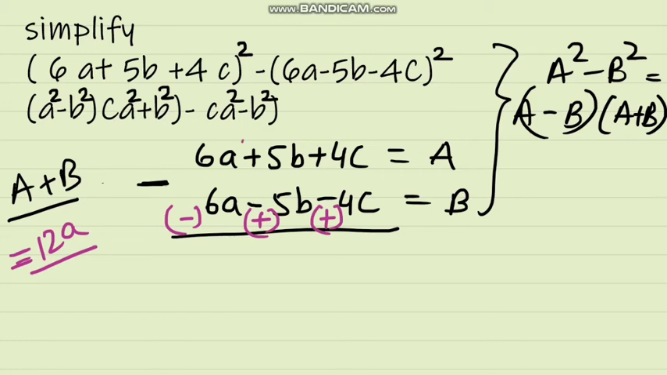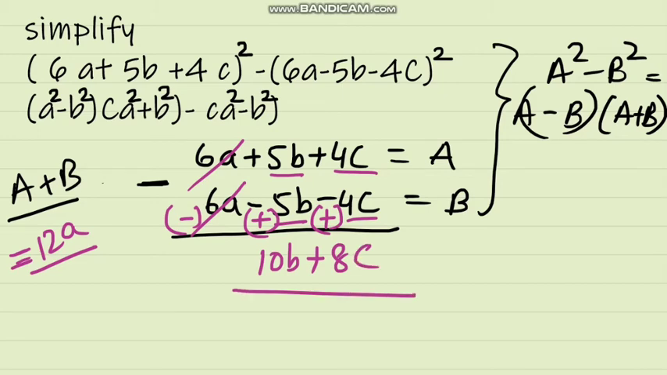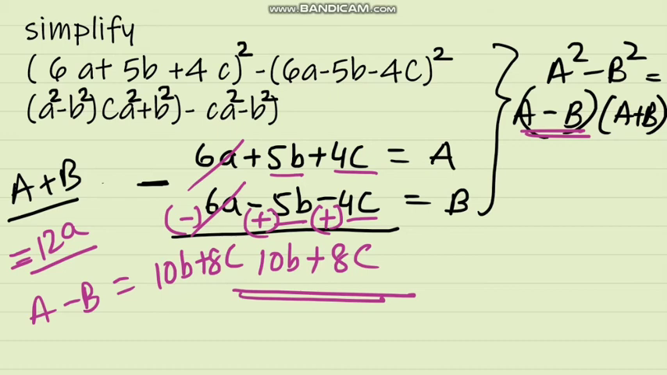Now see here, 6a and minus 6a get cancelled. 5b plus 5b you will get 10b, plus 4c and 4c you'll get 8c. So for a minus b you are getting 10b plus 8c. Now children, if you nicely see here, you'll come to know that for a minus b you will write 10b plus 8c, and for a plus b you will write 12a, and your answer will be easily obtained.